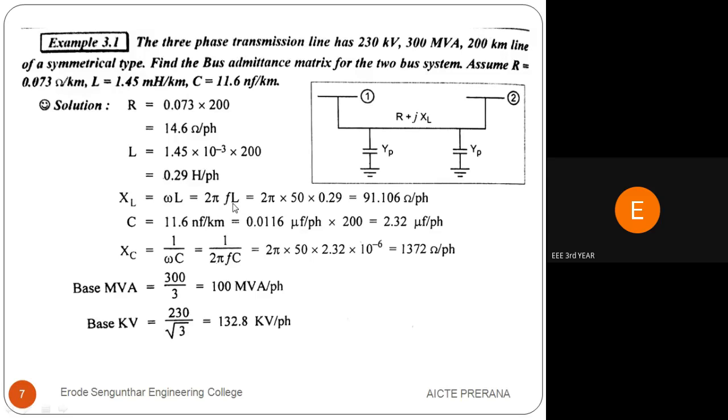Where F is the frequency, we know that is 50 Hz. So here we have substituted that value: 2 pi into 50 into 0.2. Finally, we will get the answer as 91.106 ohm per phase.